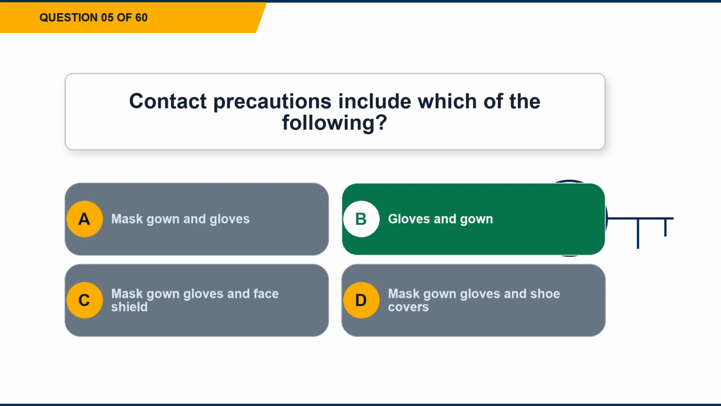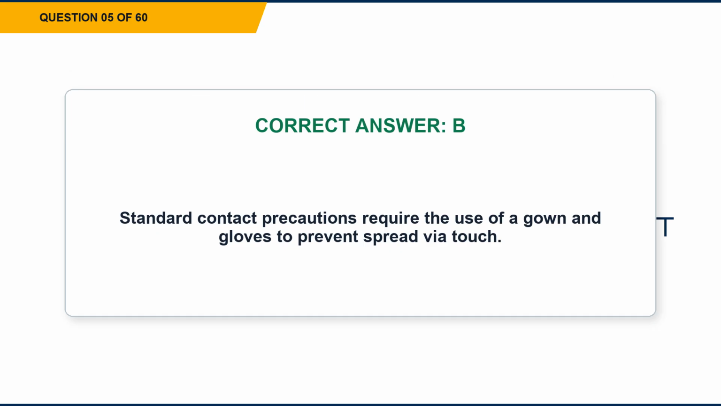The correct answer is option B. Gloves and gown. Explanation. Standard contact precautions require the use of a gown and gloves to prevent spread via touch.